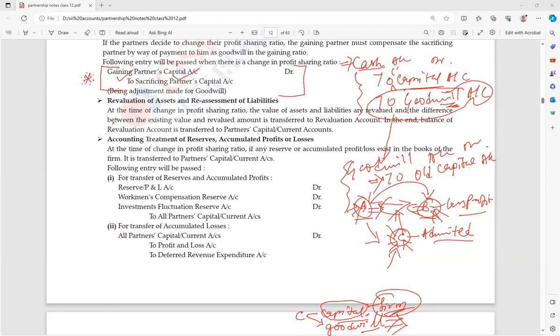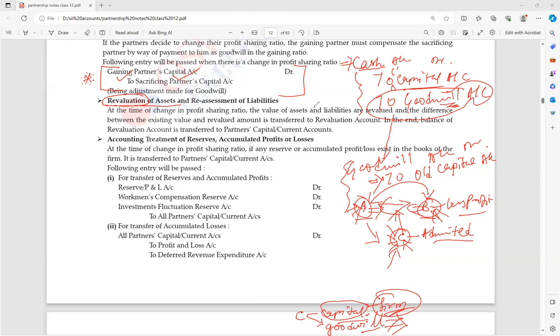Okay. Next is revaluation of assets and reassessment of liabilities. Can you tell me what revaluation is? Just a normal vocabulary word. If I am asking you, what is revaluation? Like you reevaluate the asset value. Okay.